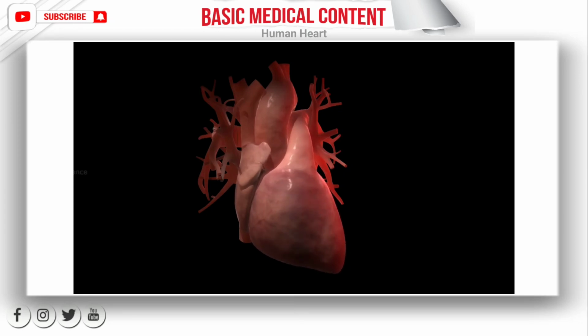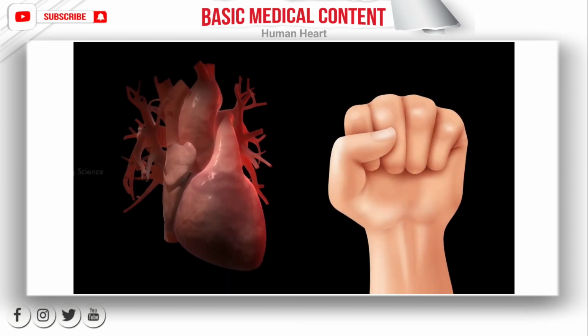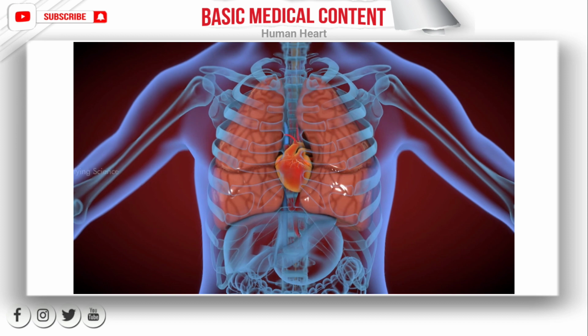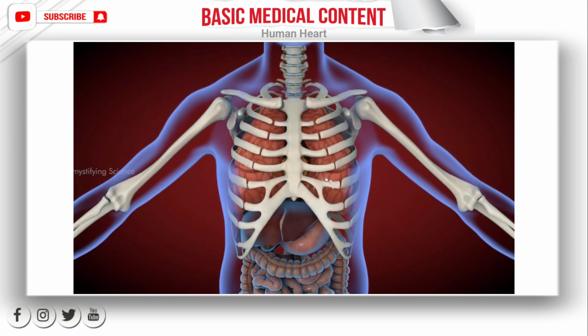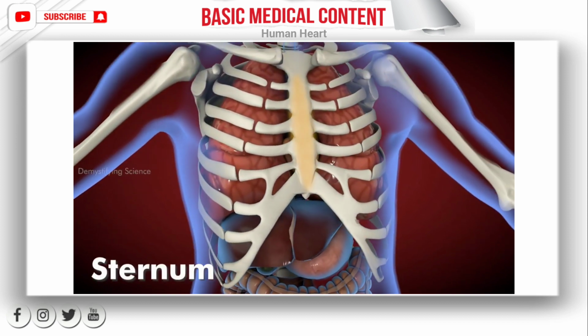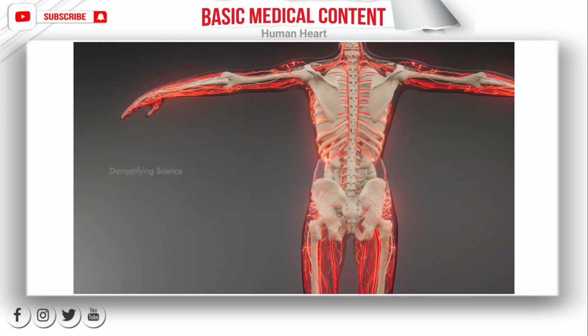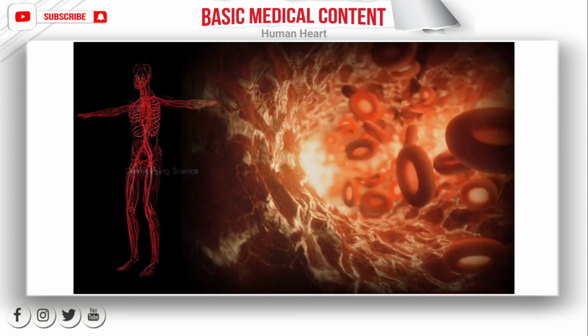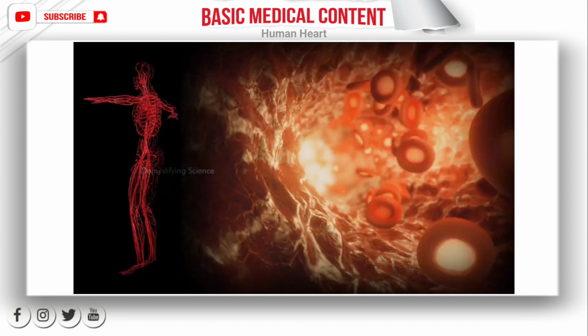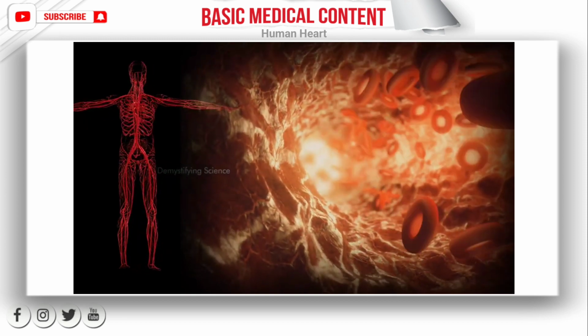The heart is a muscular organ about the size of a fist. It is located just behind and slightly left of the breastbone, named the sternum. The human heart pumps blood throughout the body via the circulatory system, supplying oxygen and nutrients to the tissue and removing carbon dioxide and other wastes.